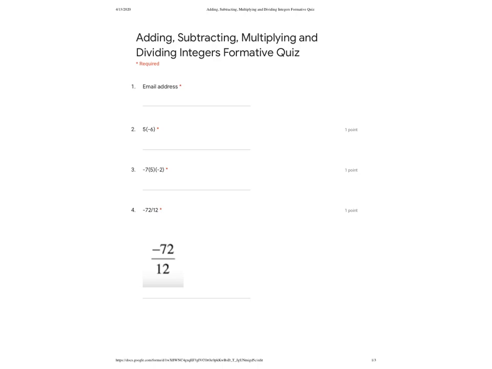Okay, I'm going to go over the adding, subtracting, multiplying, and dividing integers formative quiz. So remember, a positive times a positive is going to give you a positive. And a positive times a negative will give you a negative, right? Because if you have 3 groups of 4 negatives, you're going to get a negative answer.